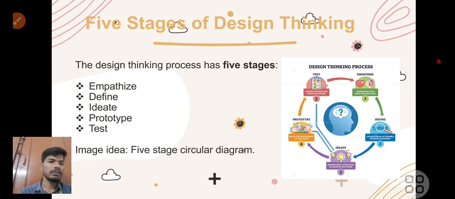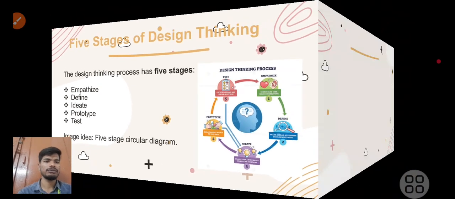Here the empathize stage leads to the define stage, and the define stage leads to the ideate stage. Now ideate is connected with the test and prototype. Here prototype is dependent on the ideate. So like that, repeating of the cycles is involved in the 5 stages.